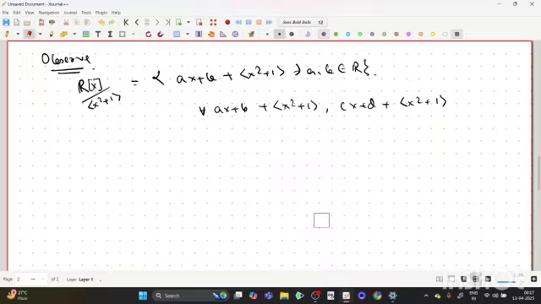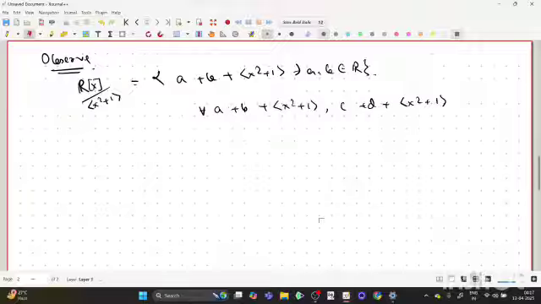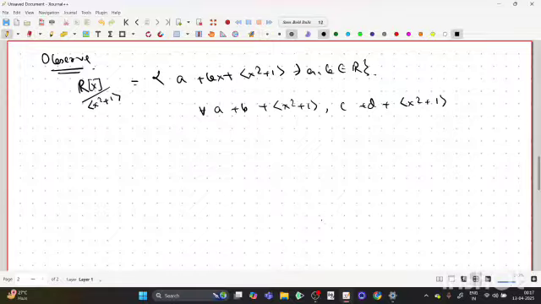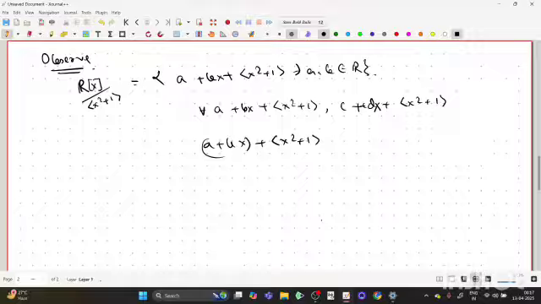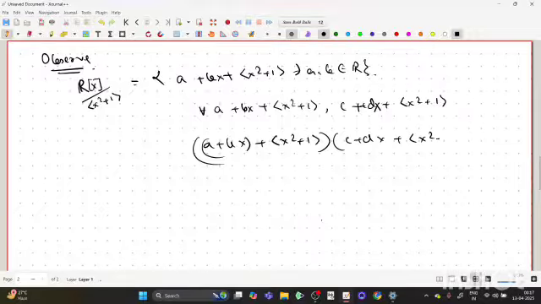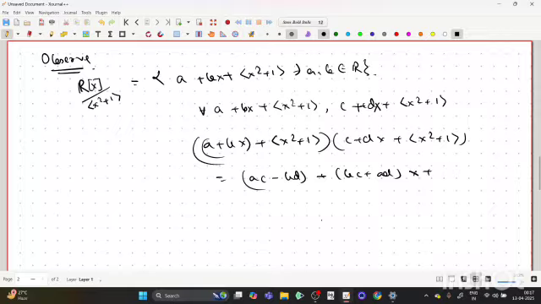let me write it in a slightly different notation. You will understand why I am doing so. Let me write it as a plus bx, c plus dx. Their product is (a plus bx plus the ideal generated by x square plus 1) times (c plus dx plus the ideal generated by x square plus 1). This came out to be (ac minus bd) plus (bc plus ad)x plus the ideal generated by x square plus 1, right?